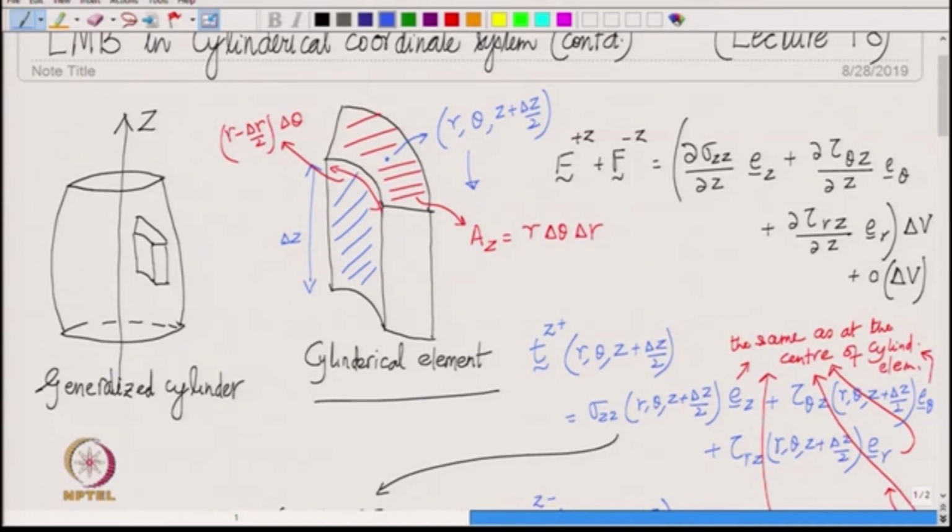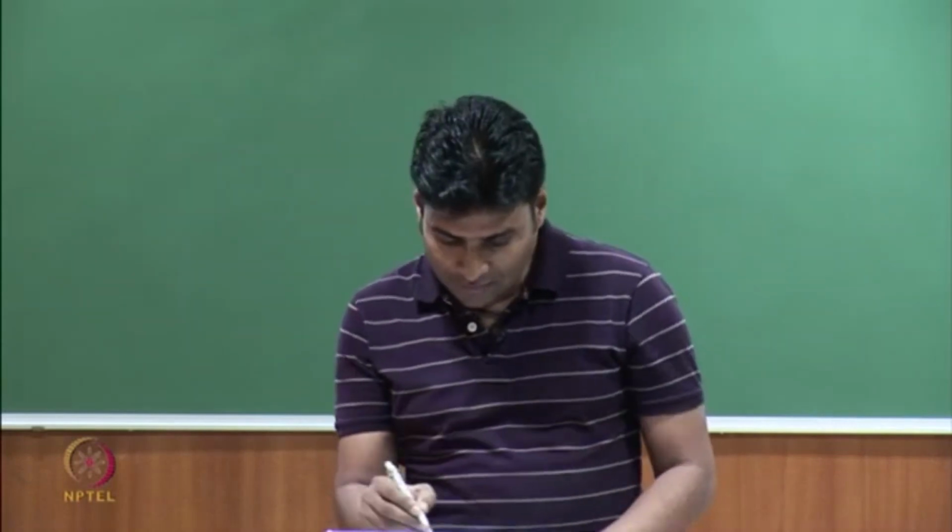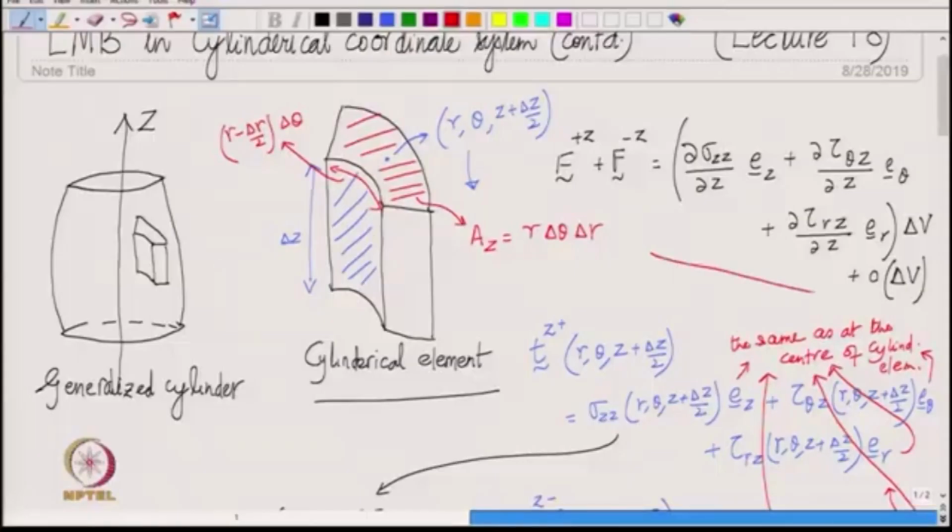For the plus z and minus z plane, can you recall that the area is the same, is it not? Therefore, the contribution of the traction to the total force gives us exactly the same form as for the Cartesian coordinate system. You see, there is no extra term here. But for the plus r and minus r, we get an extra term because the area is not the same. Okay. So, that was for the r plane.